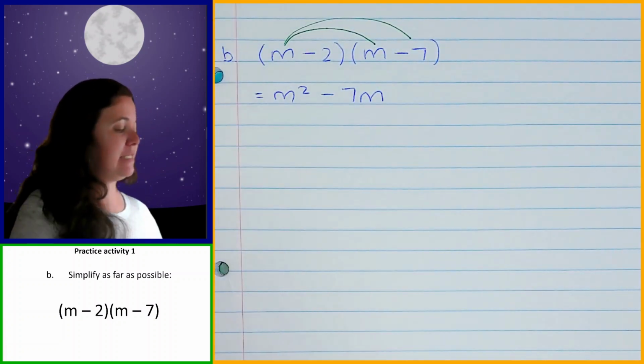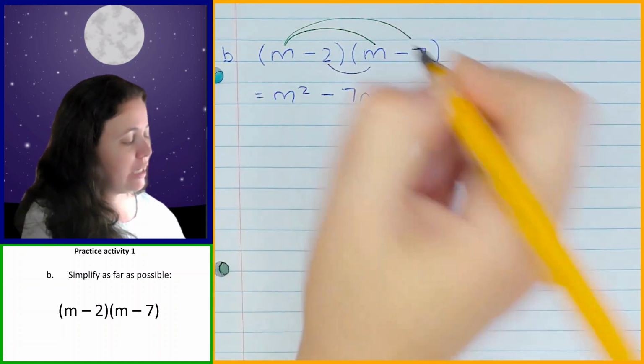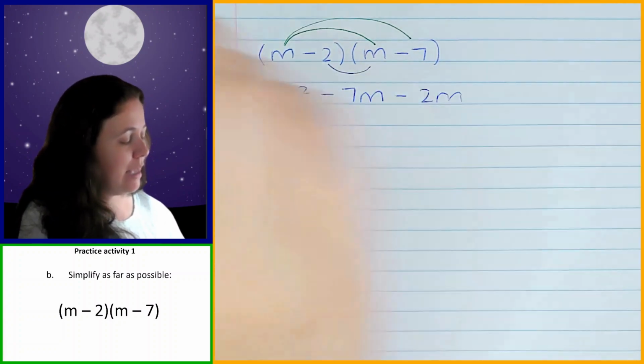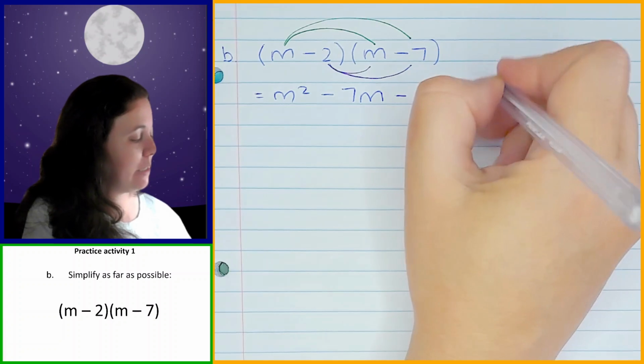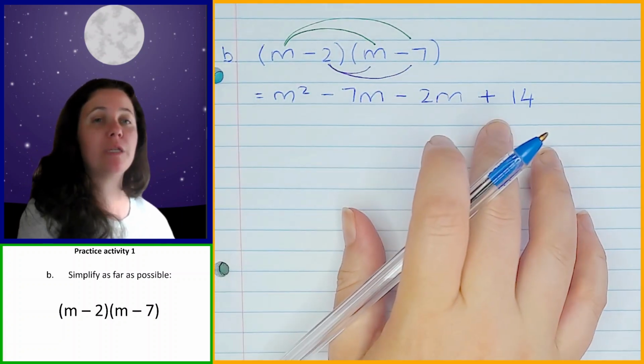Then I'm going to go on to the second term in my first set of brackets. So it's going to be negative 2 times m. That gives me negative 2m. And then negative 2 times negative 7 gives me positive 14. Okay, so that's what we should have got when you did the multiplication.